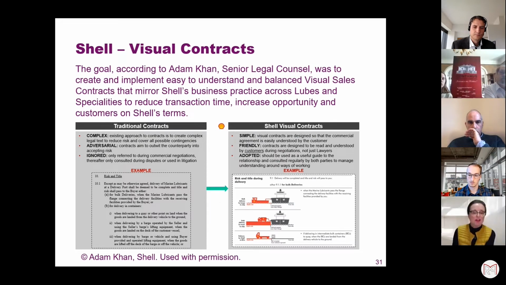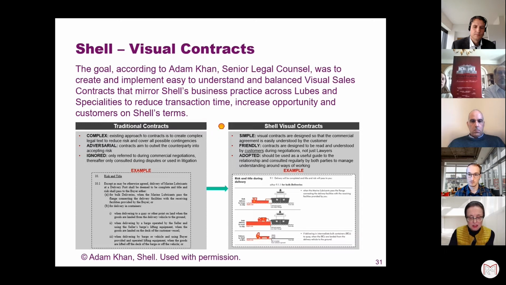Shell is perhaps one of the very early adopters and well known for converting their conventional contract terms and conditions to visuals. On the left, you'll see an excerpt from their traditional contract terms. They were complex, adversarial, and often ignored. And they moved. With Rob Waller, they made visual contracts, which were and are simple, friendly, and adopted, used in many parts of the world.